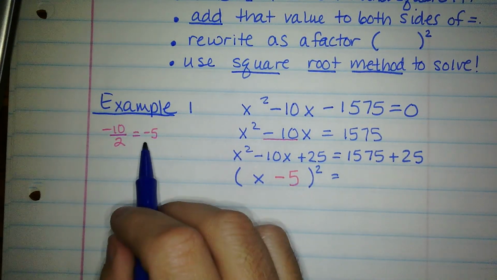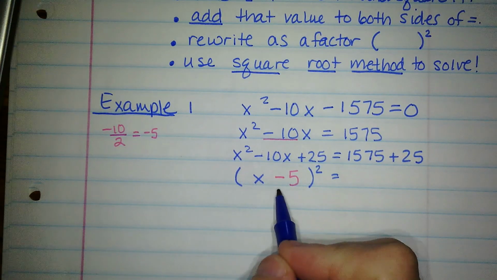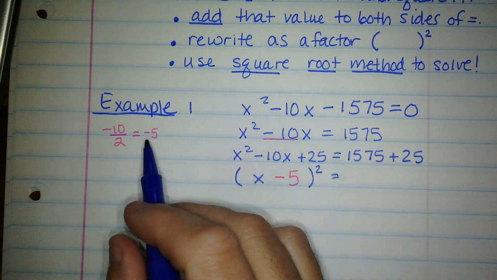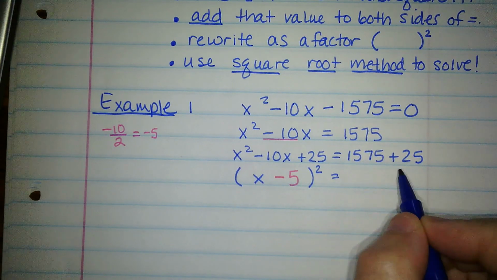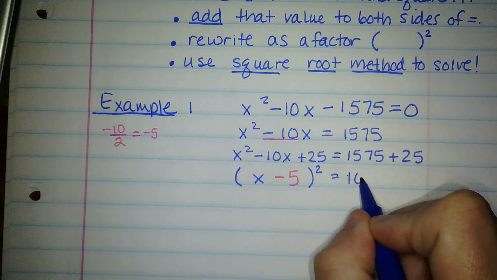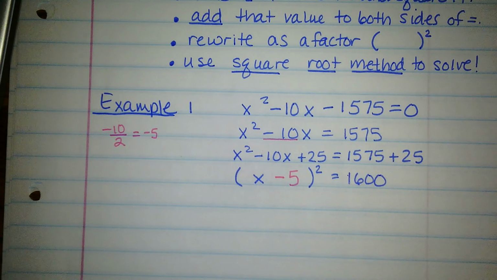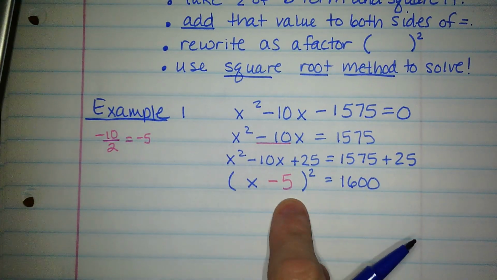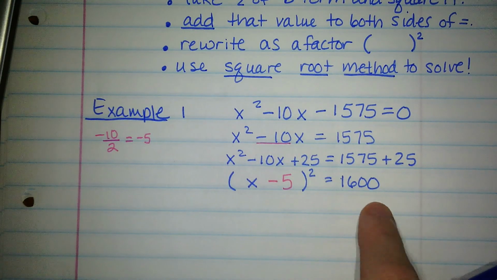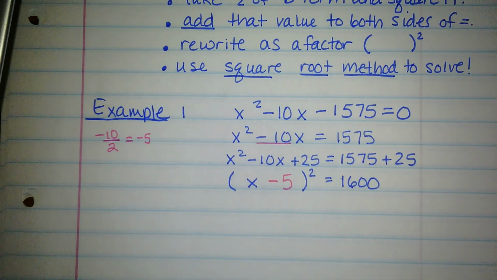So the reason why I wanted you to write it down over here is because we need it. It's real easy to kind of take it, write it down, and then use it. On this side, I've got 1575 plus 25, which is 1600. Okay, so now that we have completed the square, literally made the square happen, what we need to do is we're going to use the square root method to solve. Miss Meek talked to us about that in lesson 1.7.